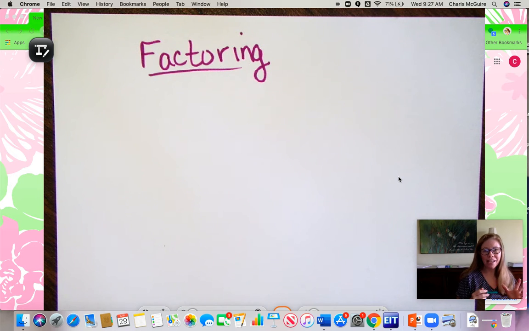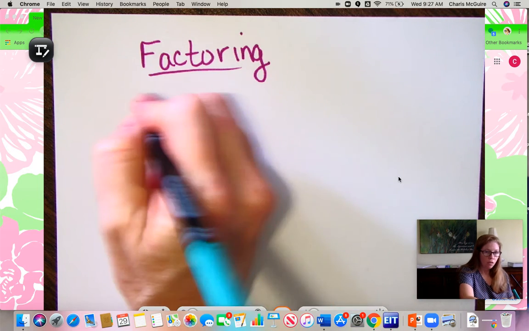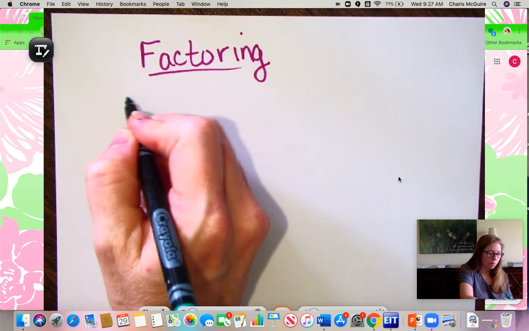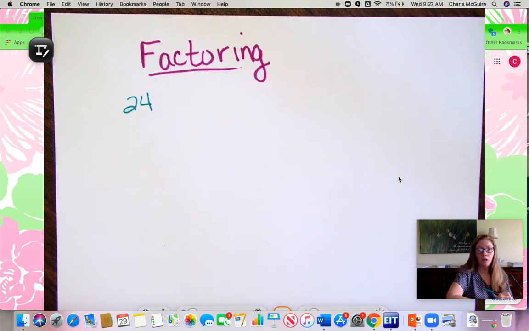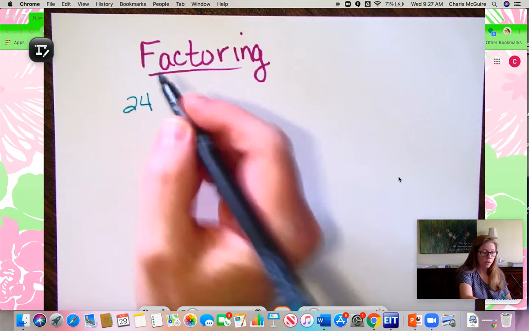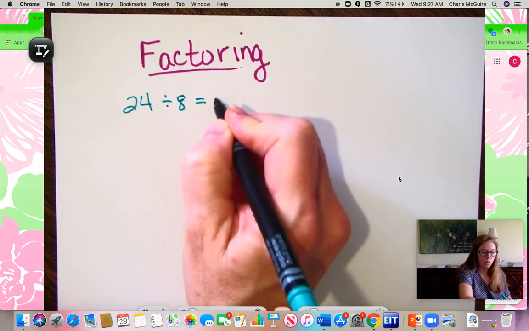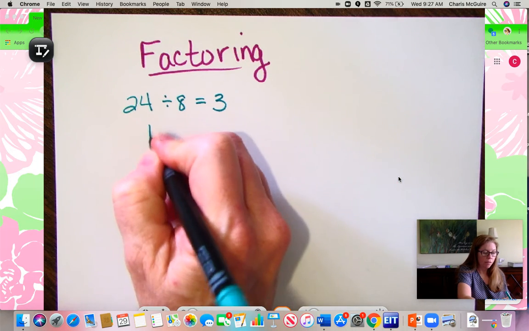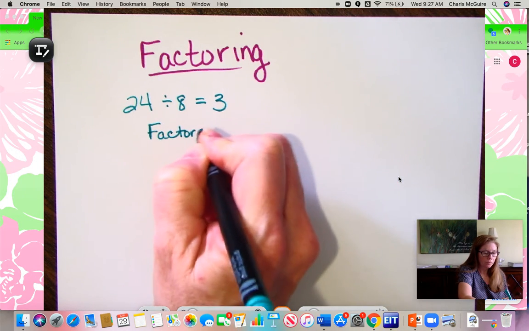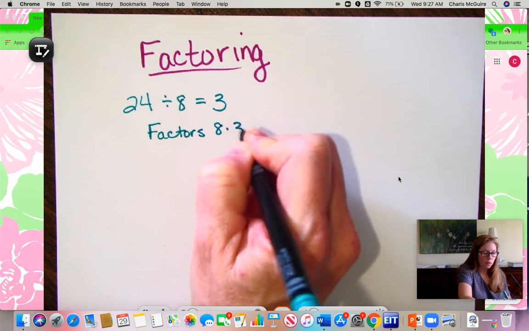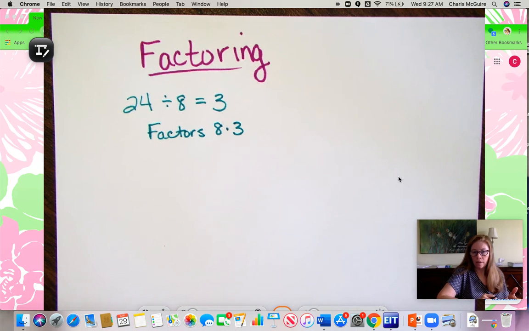All right, so the first thing I want you to think about is when you were first thinking about factors in grade school, or first taught it about factors. If you looked at the number 24 and you wanted to find a factor of 24, well, knowing one of the factors of 24, like if you said to me, oh, I know that 24 is divisible by 8, and that's going to give me a 3. So we can say that factors are 8 times 3. Now, that's not the only way to make a 24.